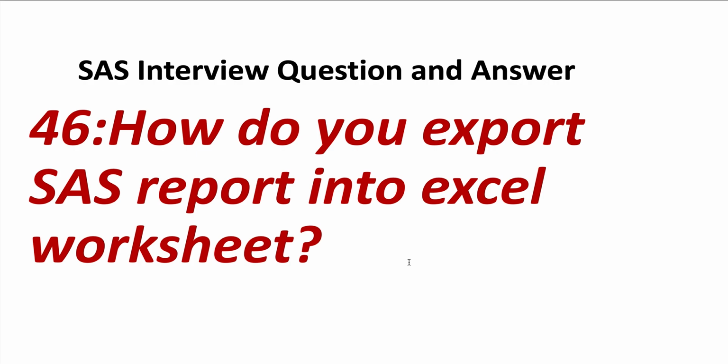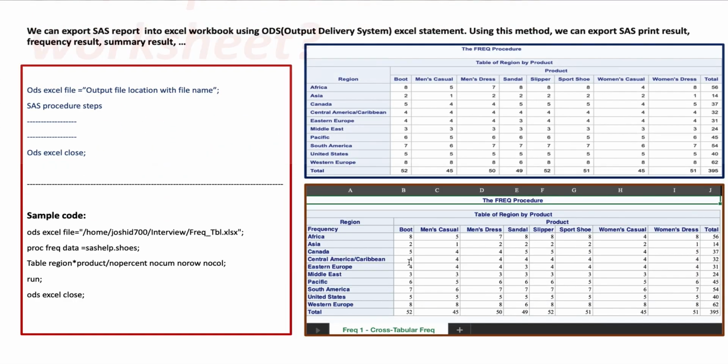SAS interview question and answer, question number 46. How do you export a SAS report into an Excel worksheet? This question is asking about how you can export a SAS result into an Excel worksheet. We can export a SAS report into an Excel workbook or worksheet using the ODS Excel statement, where ODS stands for Output Delivery System. Using this method, we can export SAS print results, frequency results, summary results, and so on.